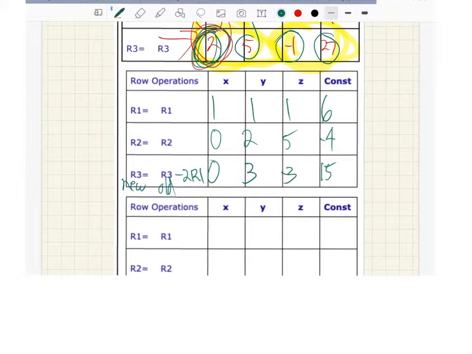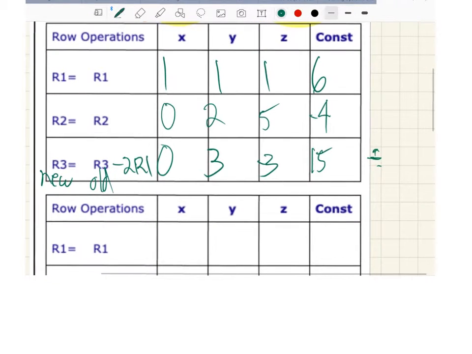Okay, so right now, in the third row, if you look at that, I can divide by 3. So if I'm going to divide the third row by 3, 0 divided by 3 is still 0. 3 divided by 3 is 1. Negative 3 divided by 3 is negative 1. 15 divided by 3 is 5. So I just divided out by a common factor of 3.